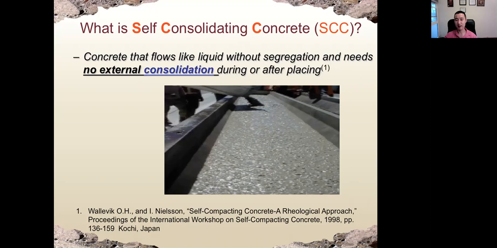For segregation, we could have so-called static segregation, which is settlement of the coarse aggregate to the bottom of the concrete after the concrete is casted, but still in fresh state. Another type of segregation is called dynamic segregation, which means when the concrete is flowing from one end in the formwork to the other end, during that process, we may have a separation between cement paste and coarse aggregate. We call that dynamic segregation. So that's why we say no segregation during and after placing.